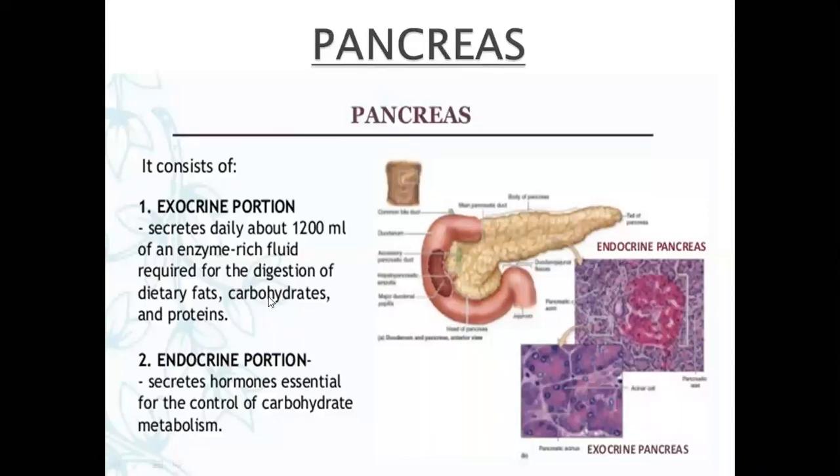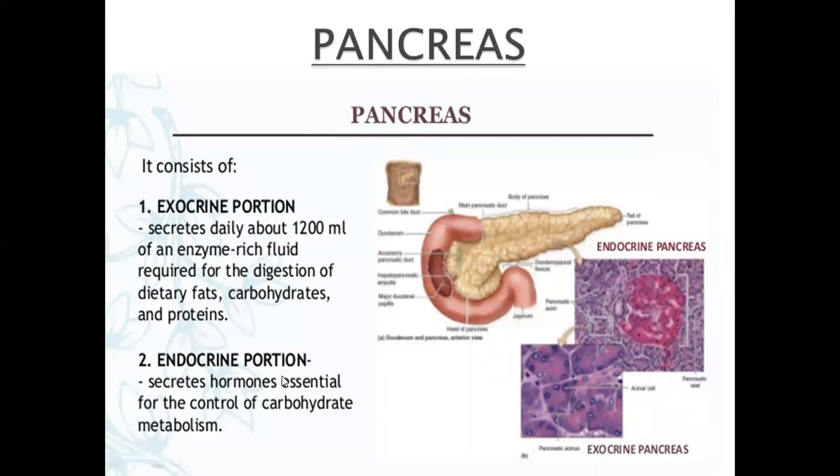Next is the pancreas. What is the pancreas? It consists of an exocrine portion and an endocrine portion. You are well aware of exocrine and endocrine. Exocrine is the part which has a duct, right? And you know that the pancreas also secretes its secretion into the intestine with the help of a duct.